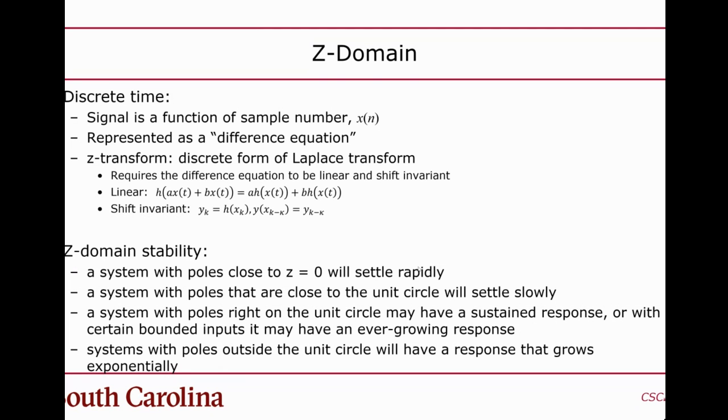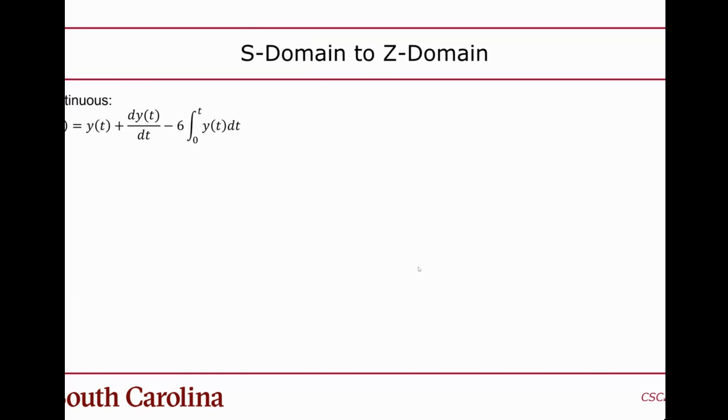You want to be close to the origin. And then systems with poles outside the unit circle will definitely be unstable. They'll have a response that grows exponentially. So basically, the deal with z-domain is you want to be on the unit circle, but ideally you want to be within the unit circle and as close to 0 as possible. Okay, so let's look at some examples.